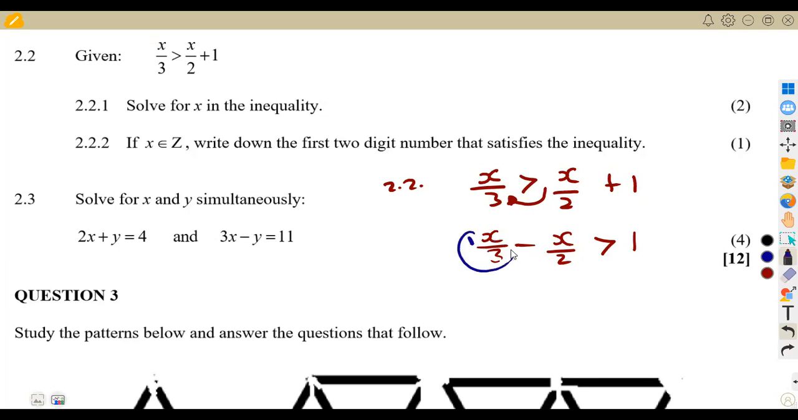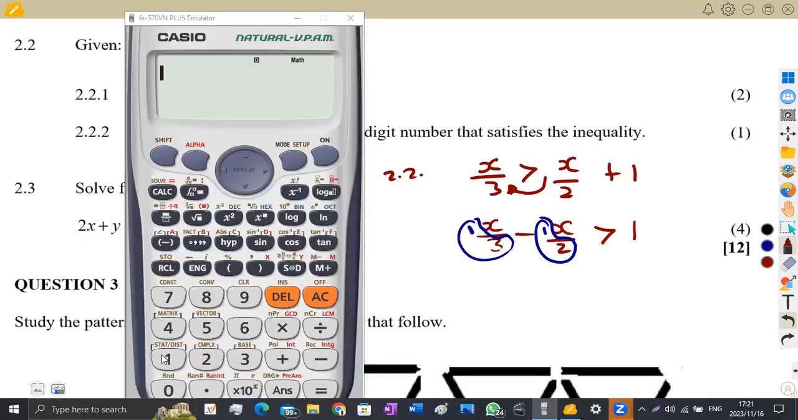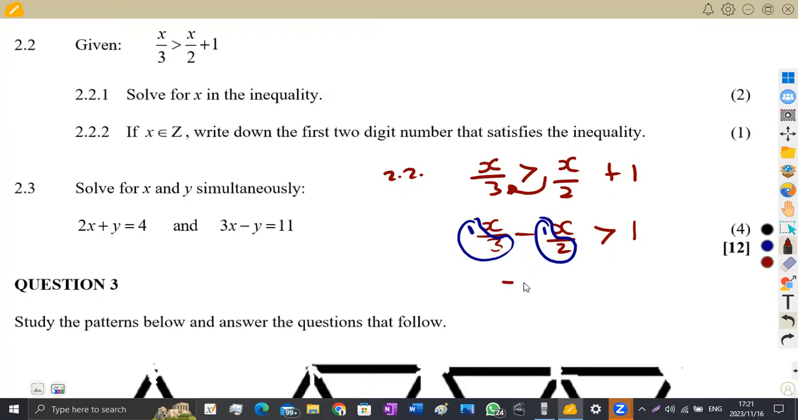So here I'm going to simply subtract. This is 1 over 3 minus 1 over 2, because I've got x and x here, which is common. So on my calculator, I'm just going to subtract 1 over 3 minus 1 over 2. All right, so that's 1 over 3 like this, minus 1 over 2 like this. So this is going to give us negative 1 over 6 x, which is greater than 1.